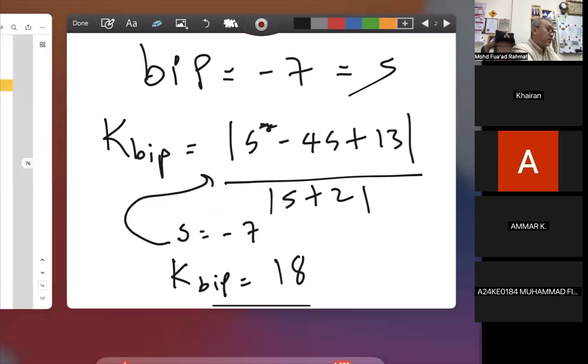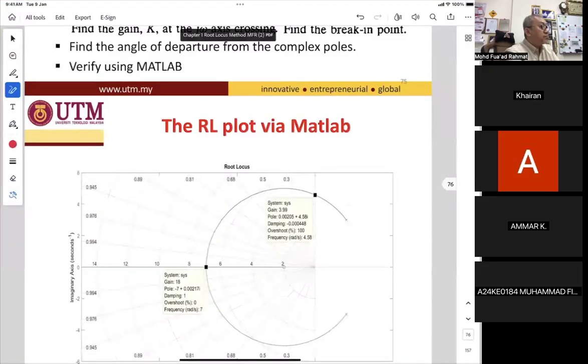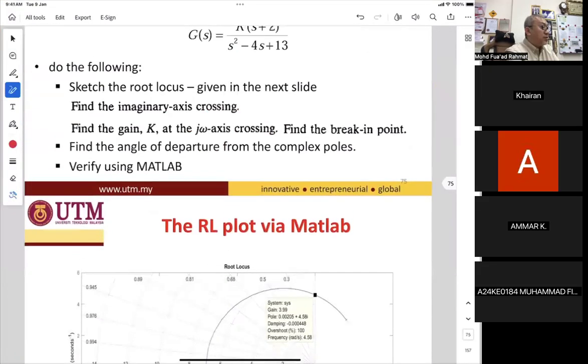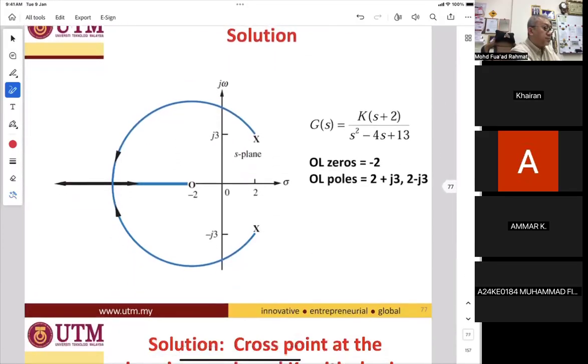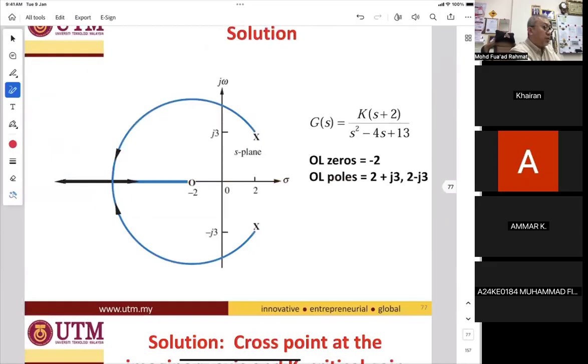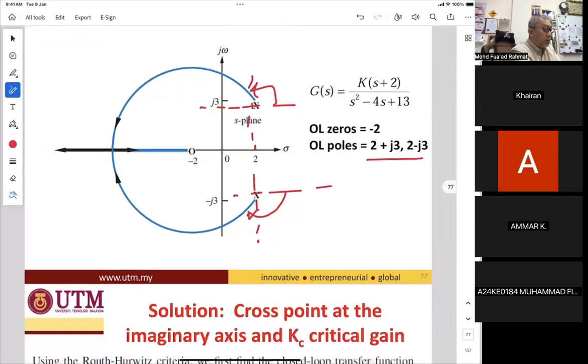Okay, guys. So we already found the gain K, we already found the break-in point, and the third one is to find the departure angle. So the departure angle is somewhere here. Departure angle due to the complex conjugate poles, which is 2 plus minus j3.